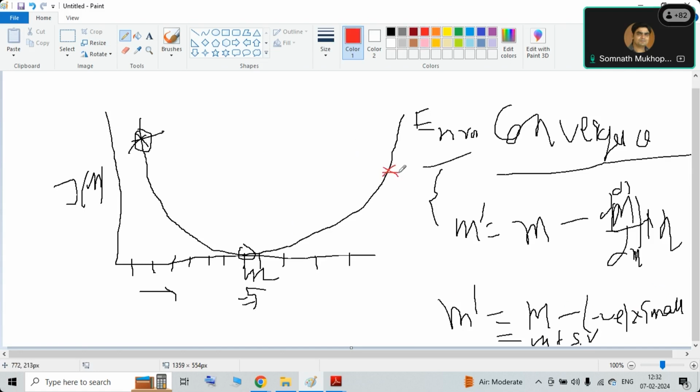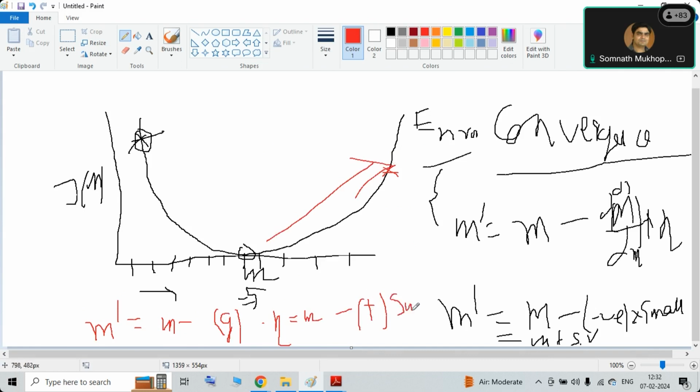So that means we have to increase the value of m. So m updated will be the old m plus some small value. If we start my algorithm, I mean the search algorithm, randomly from suppose this position, here we can see that m dash will be m minus the gradient, suppose this is g, into some small value eta.